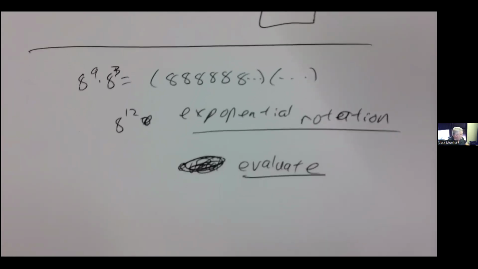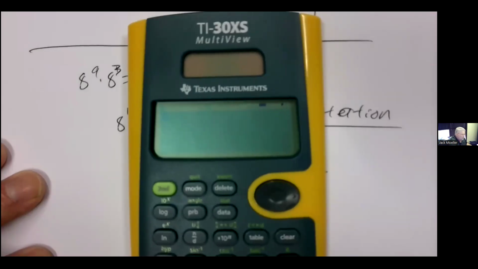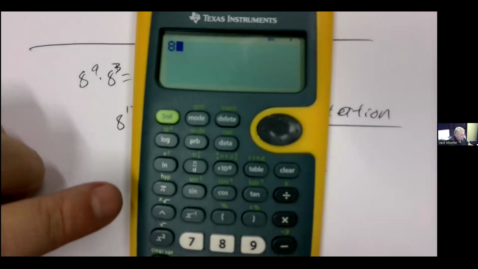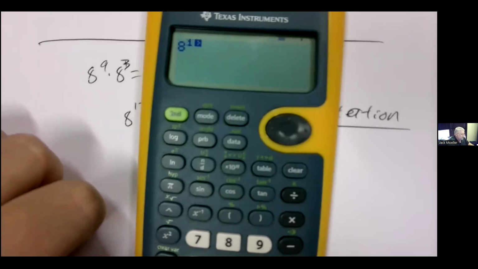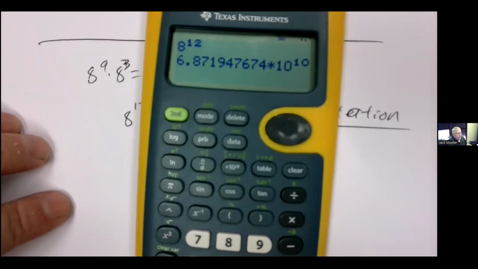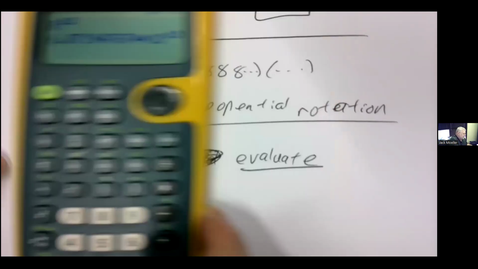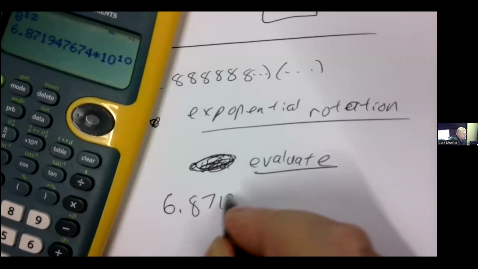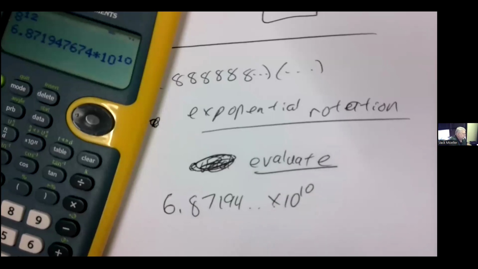So if you plug this into your calculator, right? Remember for these calculators, that up arrow is your exponent key. So you do 8 to the 12th. All right, so what is that number? What does that mean? That's 6.87194, a bunch of numbers, times 10 to the 10th.